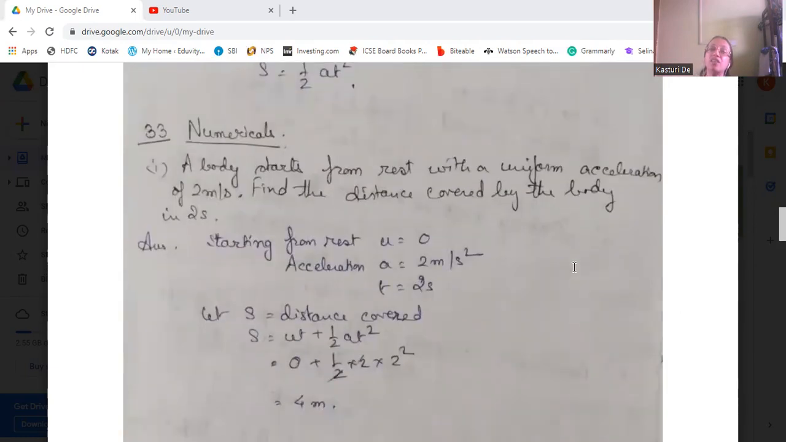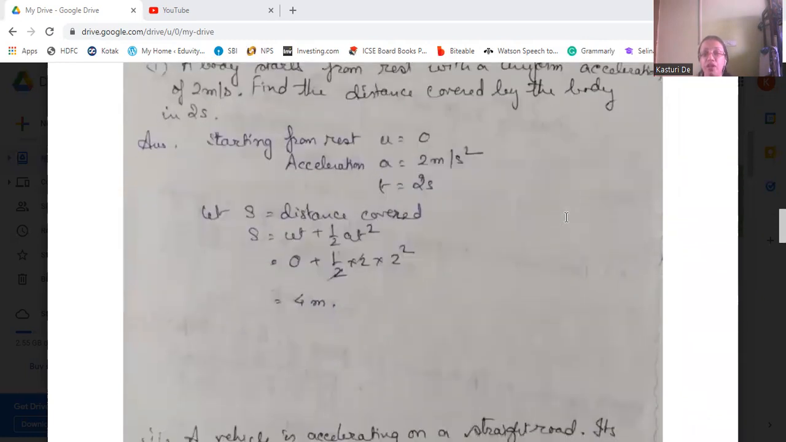A body starts from rest with a uniform acceleration of 2 meters per second square. Find the distance covered by the body in 2 seconds. It starts from rest, so u is equal to 0, acceleration a is equal to 2 meters per second square, and t is equal to 2 seconds. So s will be the distance covered. According to the formula, ut plus half at square, as u is equal to 0, ut will be equal to 0 plus half at square, means half into 2 into 2 square, that is 4 meters. That will be the distance covered.